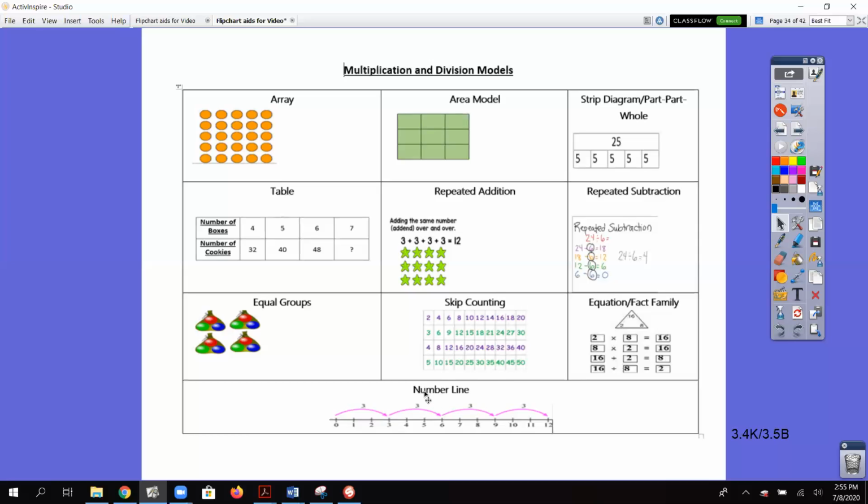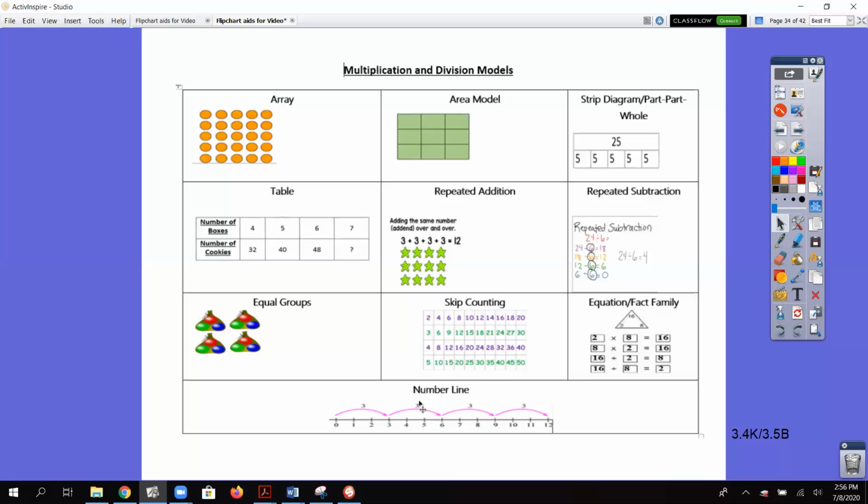And you can also skip count or multiply and divide on a number line. So here you see they have groups of 3. They have 4 groups of 3. And you can skip count 3, 6, 9, 12. So this represents 4 times 3 equals 12.